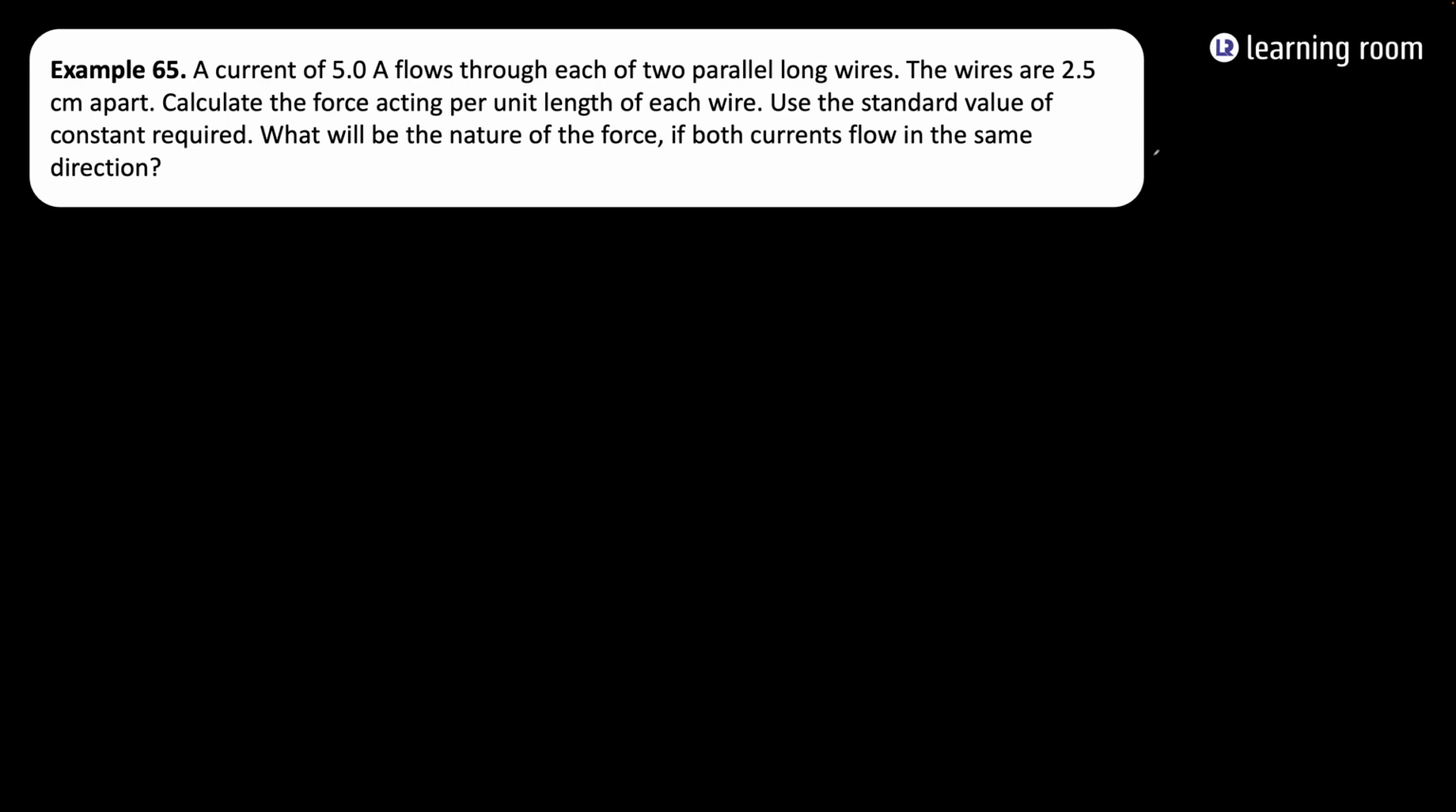So let's solve this problem. Listen. A current of 5 ampere flows through each of two parallel long wires. There are two parallel long wires. I don't know the directions of current. You can take any direction you want. So here it is 5. Here also it is 5. So the two wires are separated by what distance? They are separated by a distance of 2.5. Observe the unit, it is centimeter. Calculate, the question is very clear.